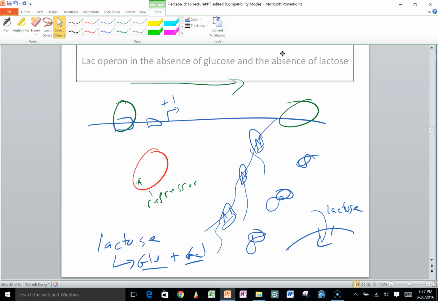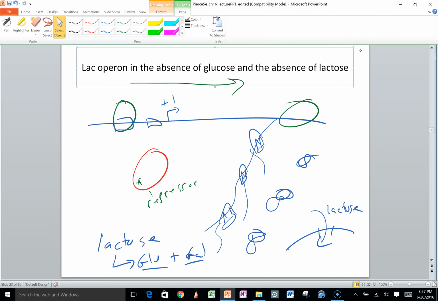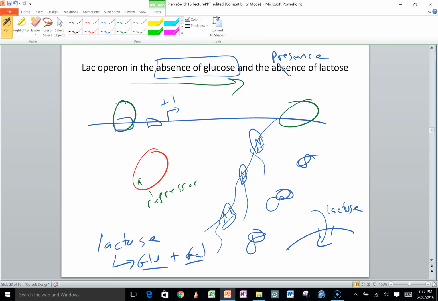this was supposed to be the absence of lactose. My bad. So this is in the presence of lactose, sorry. So we'll switch them up. Presence of lactose. So in the presence of lactose, you have to have lactose there, so it turns the gene on. So the gene is on. And by the way, this is the only time the gene is on: in the absence of glucose and the presence of lactose. Gene is on.